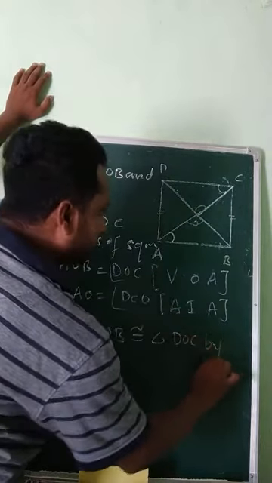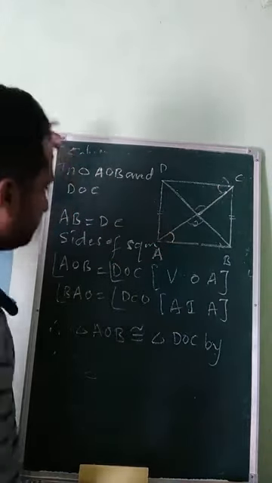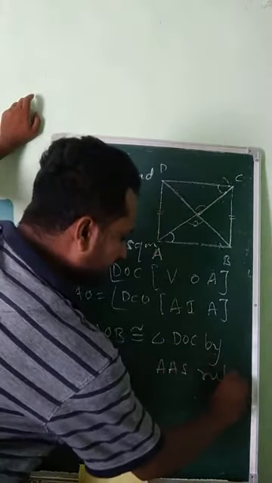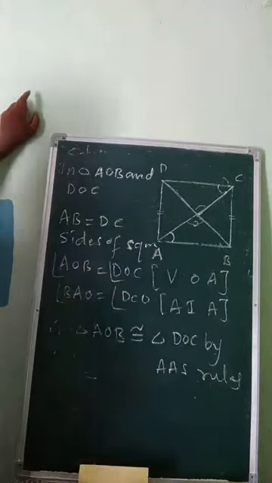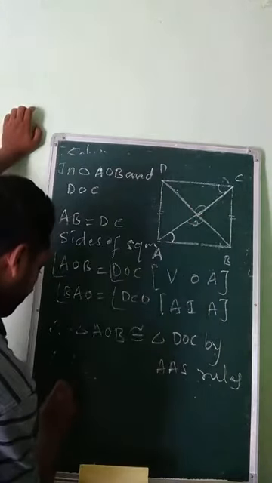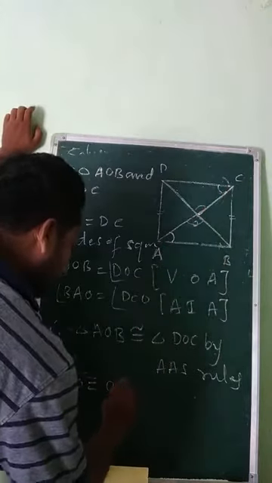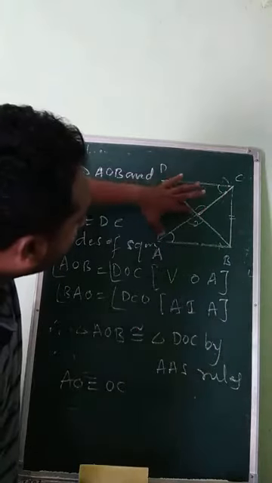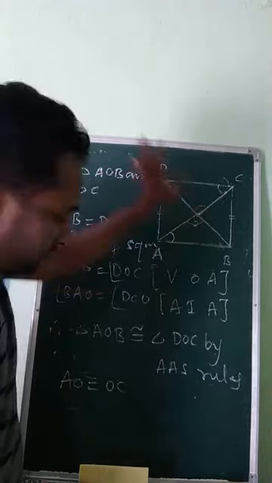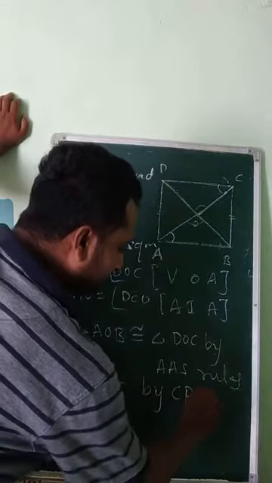DOC. By which rule here? See, angle, angle, side. By AAS rule here. Now both triangles are congruent, which means what can you say? AO is equal to which side? OC, because both are congruent, so AO is equal to OC and OD is equal to OB, by CPCT rule.